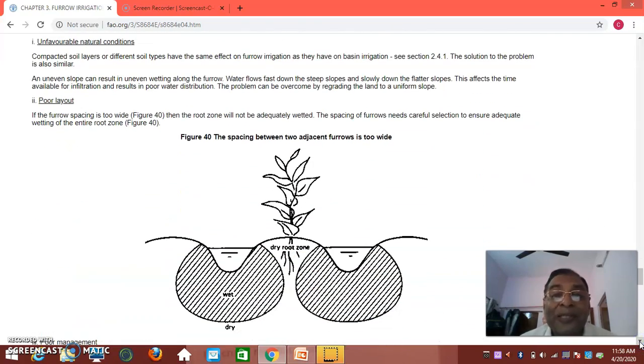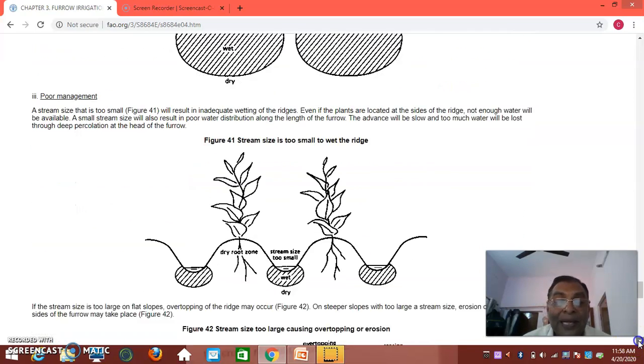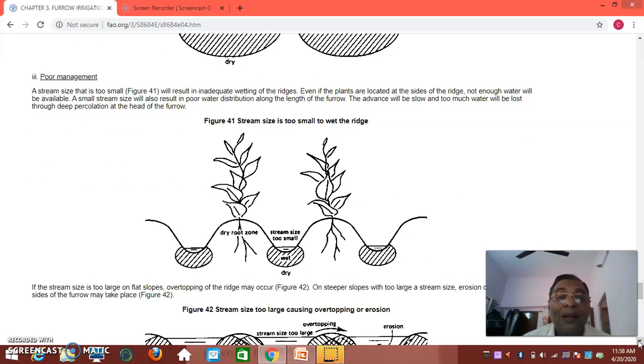You can see the spacing between two adjacent furrows is too wide. The wetting pattern is occupied only up to here, but the ridge and the root are here, so no water is received by this plant. You should take care of this and reduce the gap, the ridge width. Here, the stream size is too small to wet the ridge, so you have to increase the stream size.